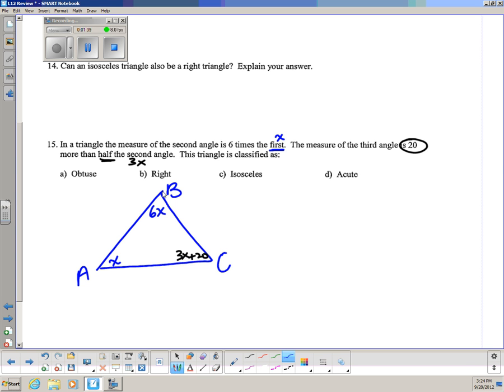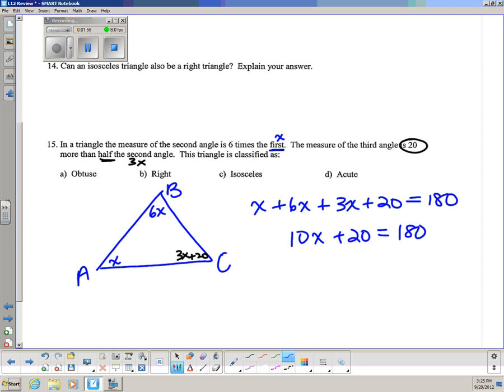So we will now add up all 3 interior angles of the triangle. All 3 interior angles of a triangle add up to 180. Combining like terms, we get 10x plus 20 equals 180. I'll subtract 20 on both sides. I get 10x equals 160, divided by 10, and x is 16.